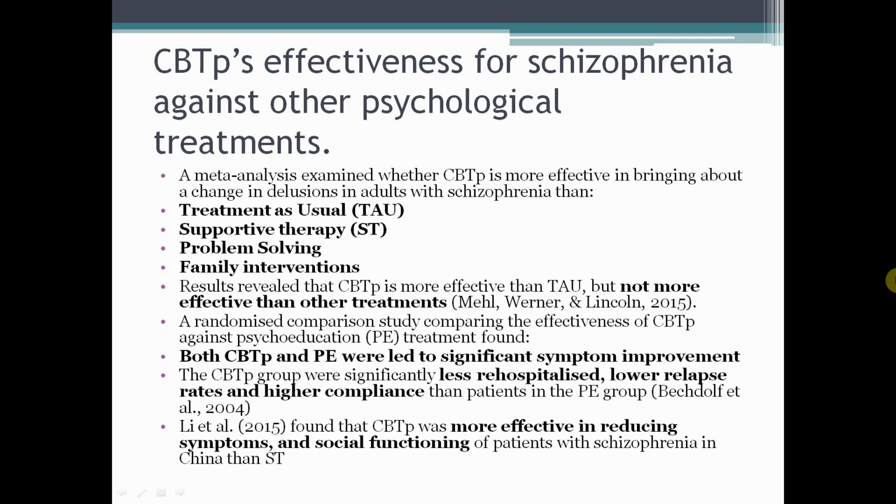Randomized comparison studies indicate that CBTP may be more superior to PE and ST in reducing symptoms, rehospitalization, relapse rates, and increasing compliance and social functioning. However, the inclusion criteria was limited to the Chinese population and inpatients with schizophrenia, suggesting that results may not be generalizable to other schizophrenic adults from other countries or other clinical populations.